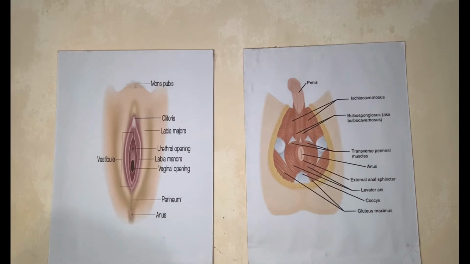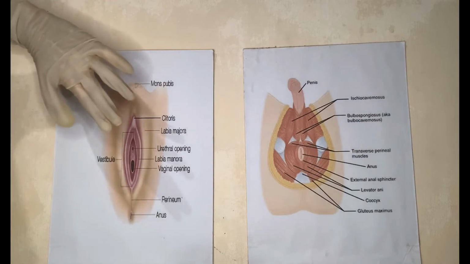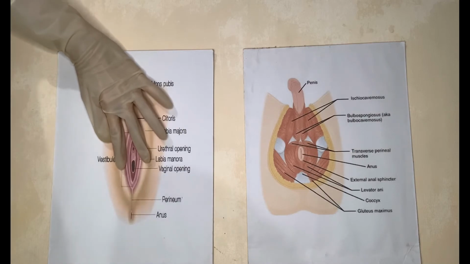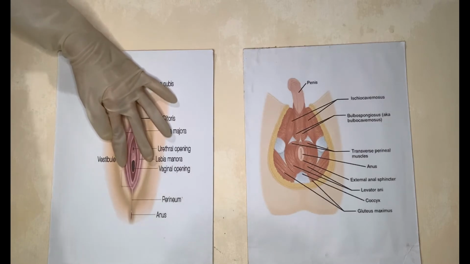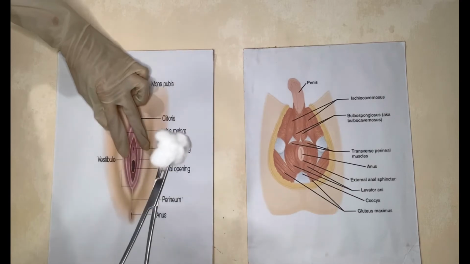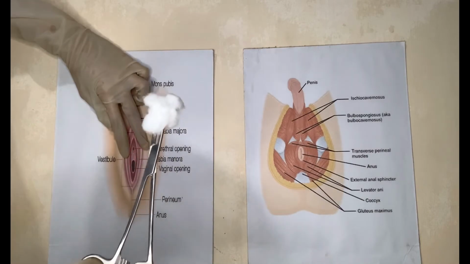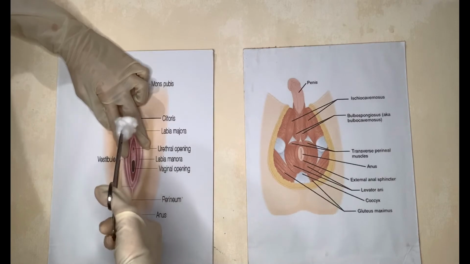So for a female client, by using the non-dominant hand, spread the labia so that the meatus is visible. Establish firm but gentle pressure on the labia. The antiseptic may make the tissue slippery, but the labia must not be allowed to return over the cleansed meatus. So with the dominant hand, I will pick up a cleansing ball with a forceps and will wipe one side of the labia majora in an anteroposterior direction.